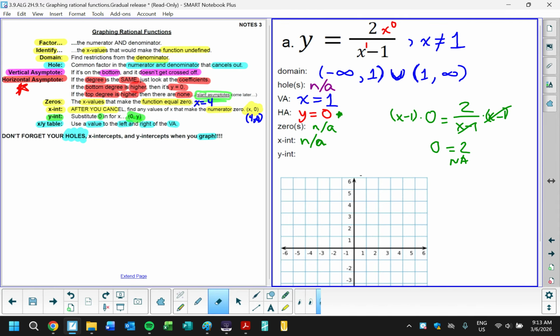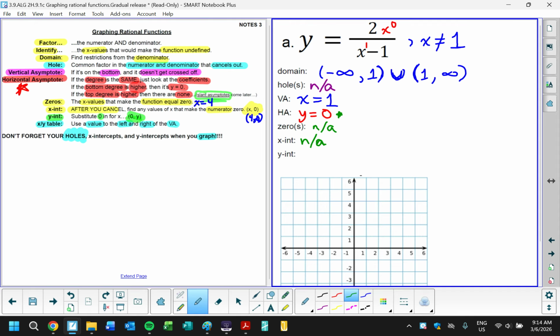Last but not least, let's look for our y-intercepts. In other words, what would the y value be when x equals 0? So if we put in y equals 2 over, now substitute in 0 for the x value, it ends up being 2 over negative 1, which is negative 2. So when x is 0, y is negative 2.